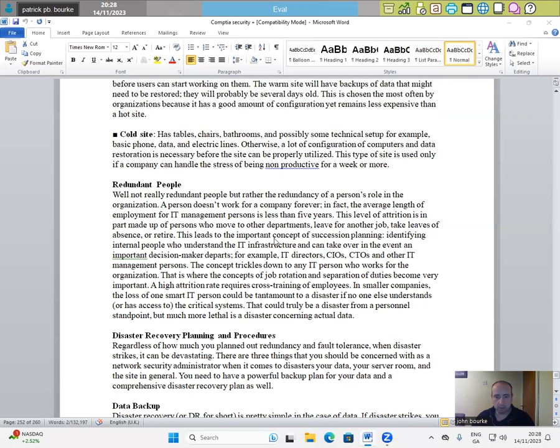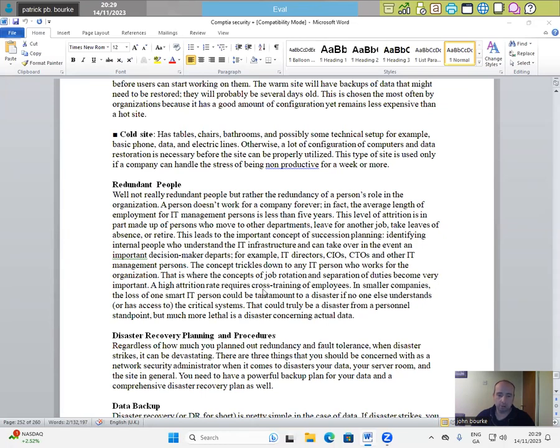This leads to the important concept of succession planning: identifying internal people who understand the IT infrastructure and can take over in the event that an important decision maker departs. For example, IT directors, CIOs, CTOs, and other IT management persons. The concept trickles down to any IT person who works for the organization. That is where the concept of job rotation and separation of duties become very important.